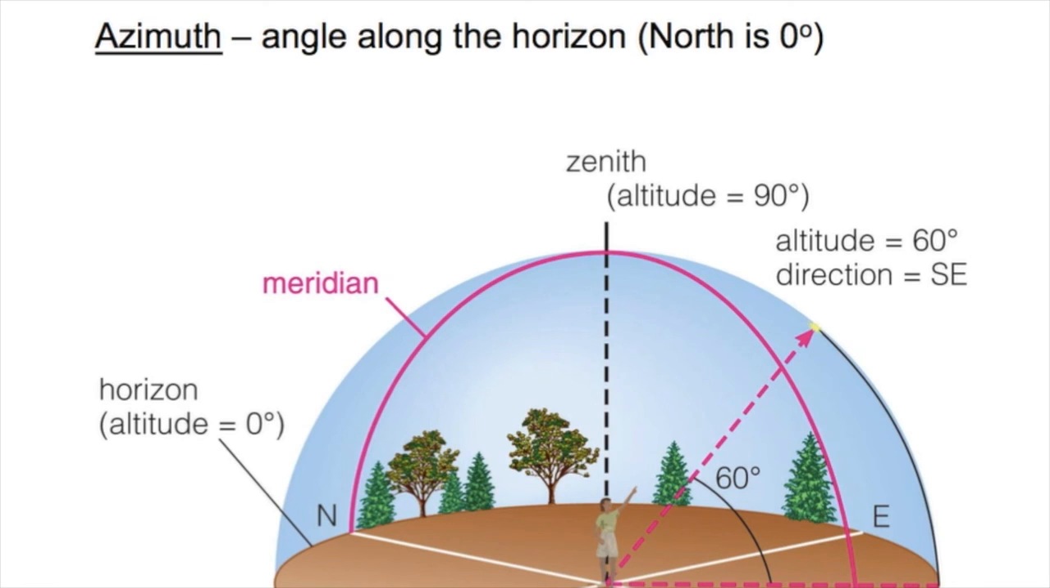Another coordinate you could use is azimuth. This is also an angle. 0 degrees is north and 180 degrees is south. So east would be 90 degrees.